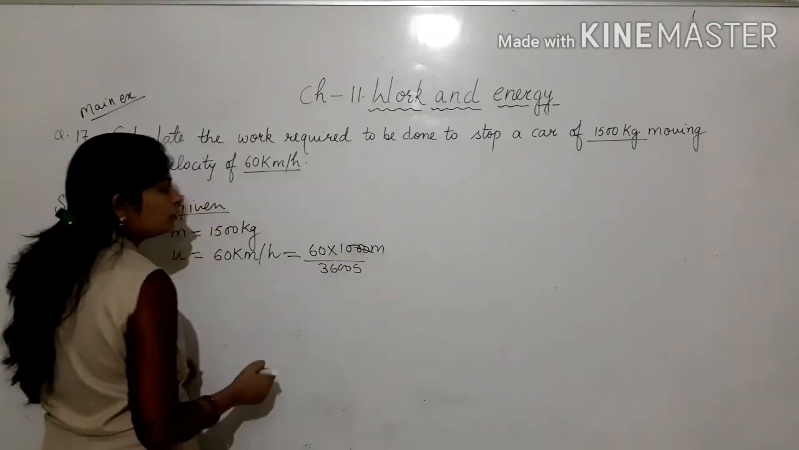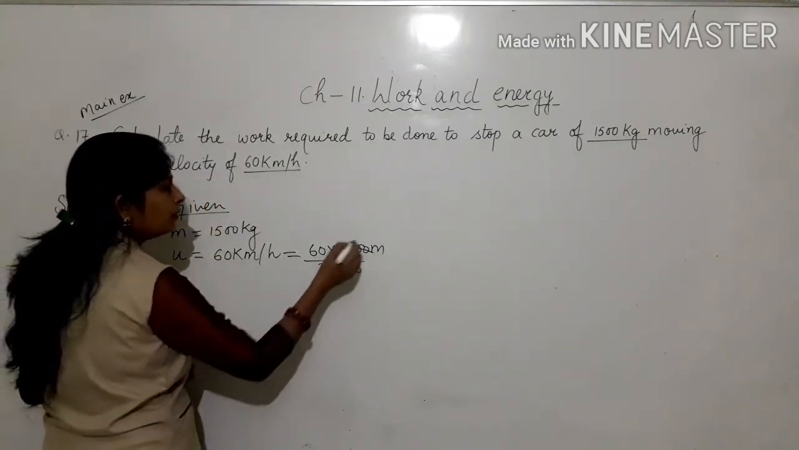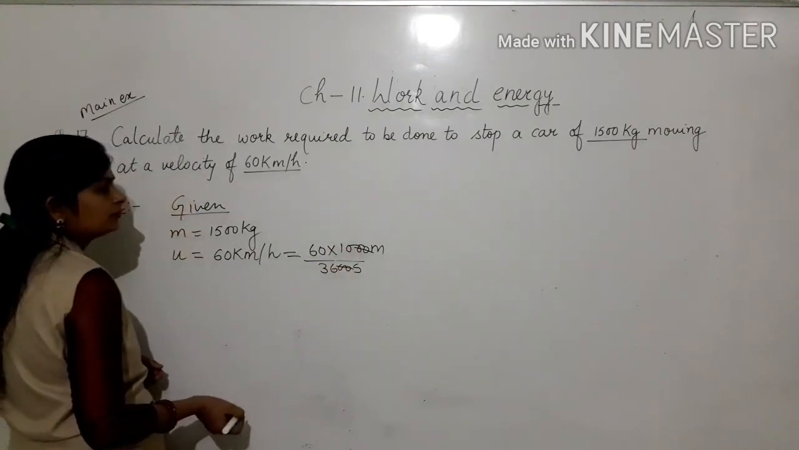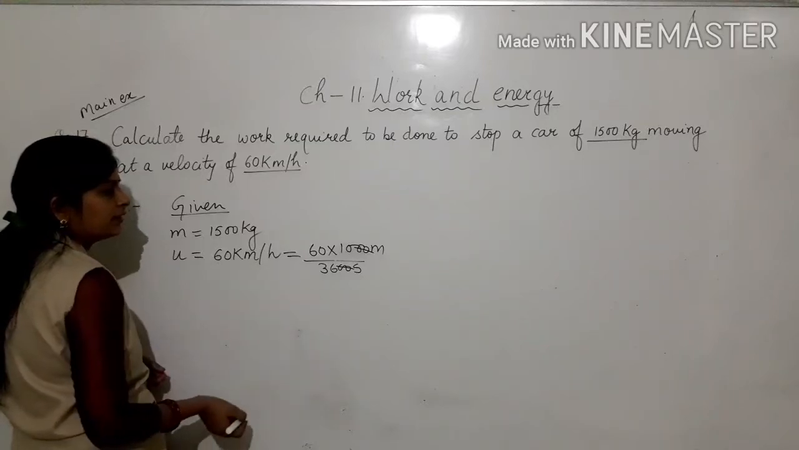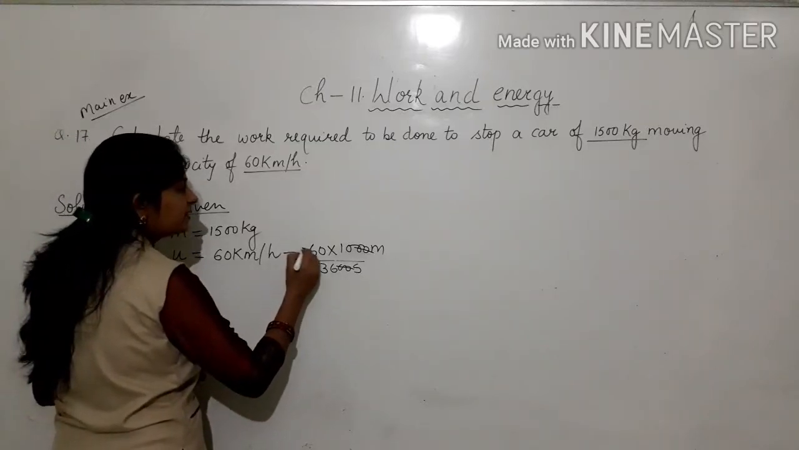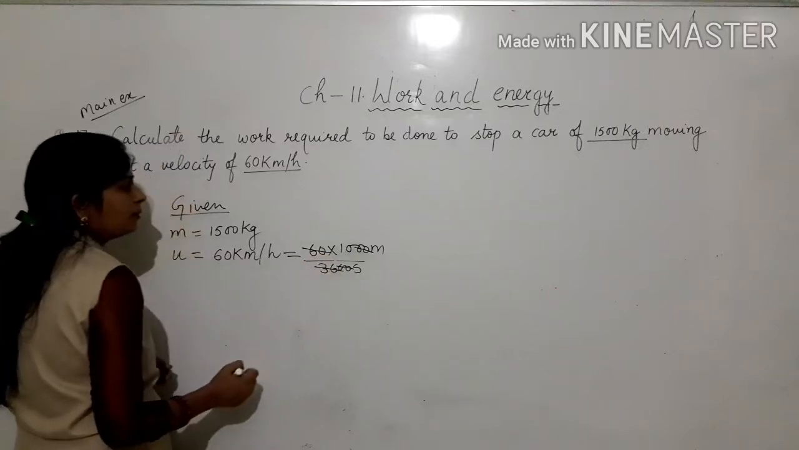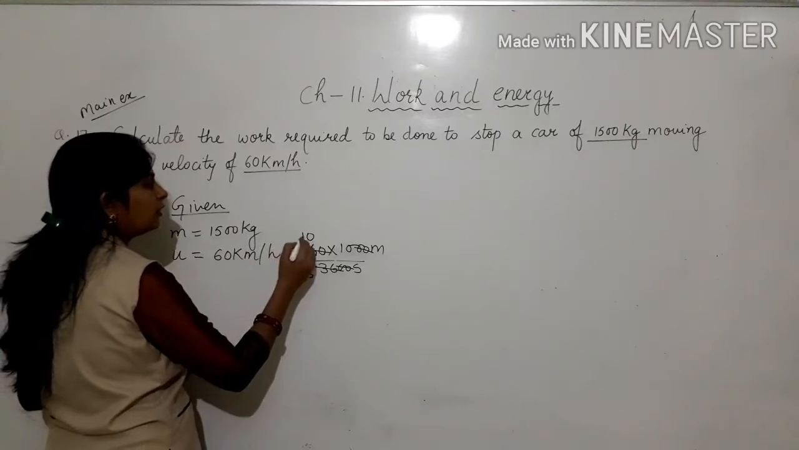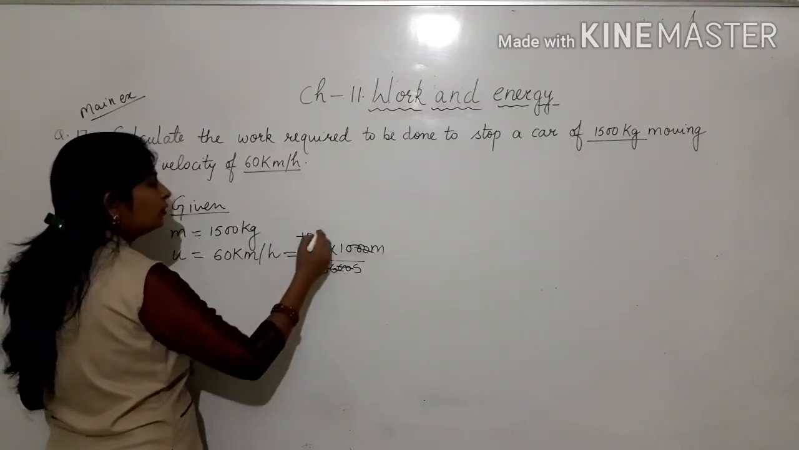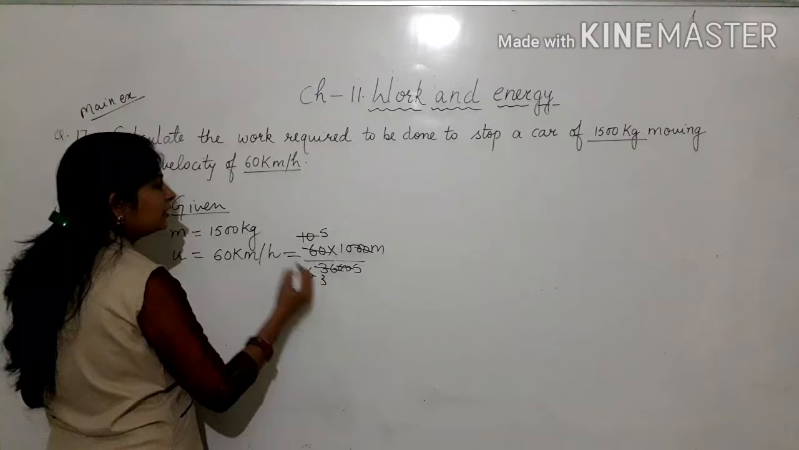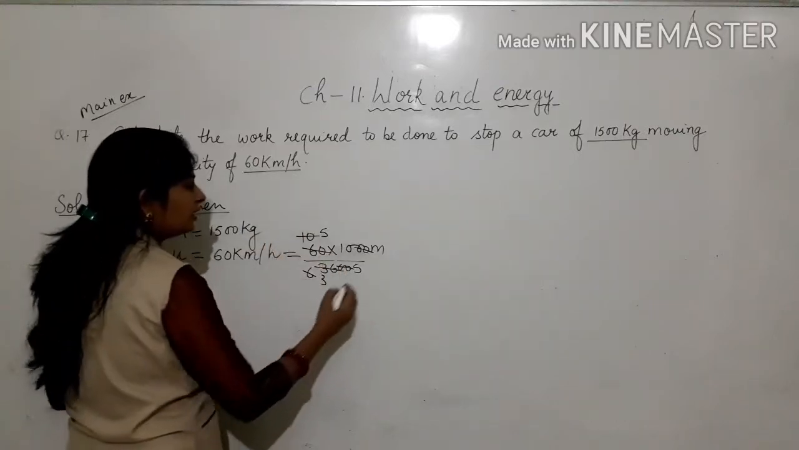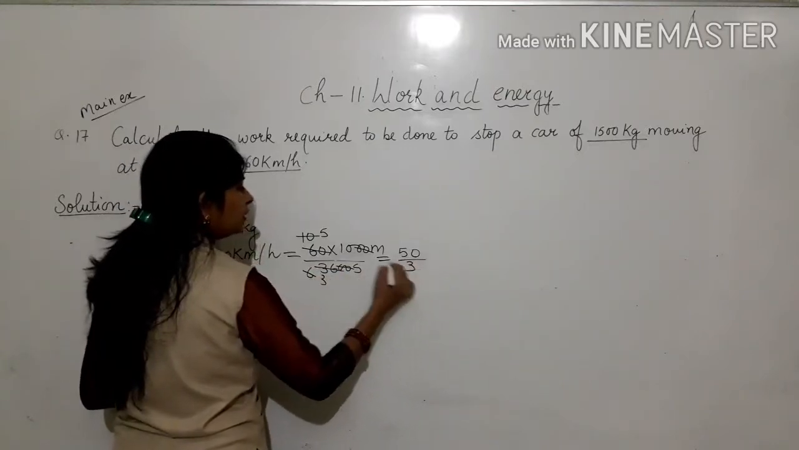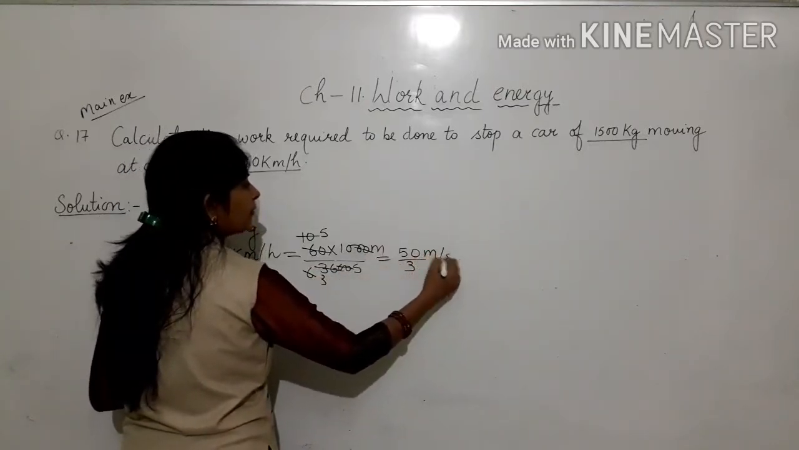Cut these two zeros from the numerator side with two zeros in the denominator side. Now divide 60 and 36 by 6. We will get 10 and here 6. Now divide 10 and 6 by 2. We will get 5, here 3. So 5 into 10, it's 50 upon 3 meter per second.